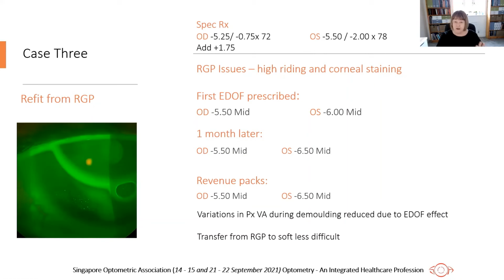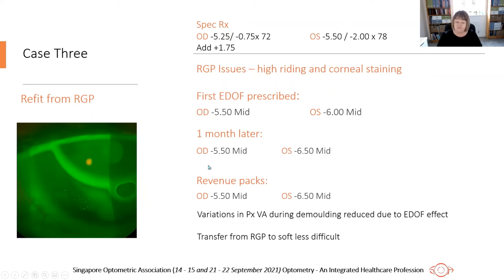Wore those successfully over a month, went back for a re-evaluation. The ECP upped the left eye a little bit, and the patient is still wearing this now very successfully. I haven't actually got the VAs on this, except I know it's around about 6/6 in both eyes, because it's still varying. It was still varying at the time from the demolding effects.